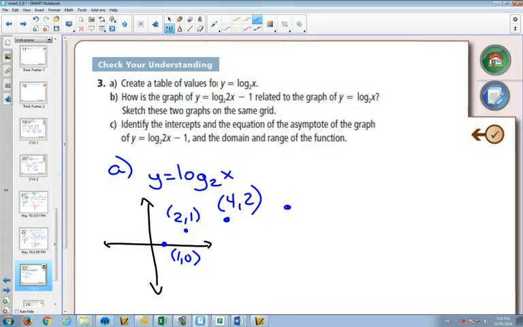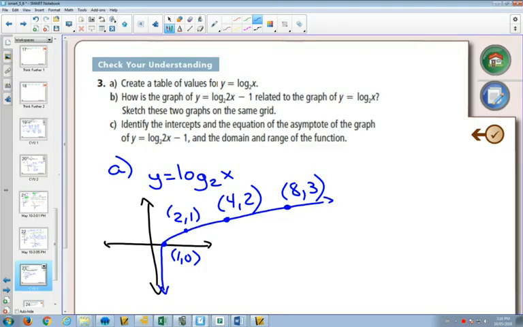8 comma 3. Because if you put in 8 for x, 2 to what power is 8? 2 cubed is 8. So we have 8 comma 3. And so on and so forth. And then our graph looks like this.